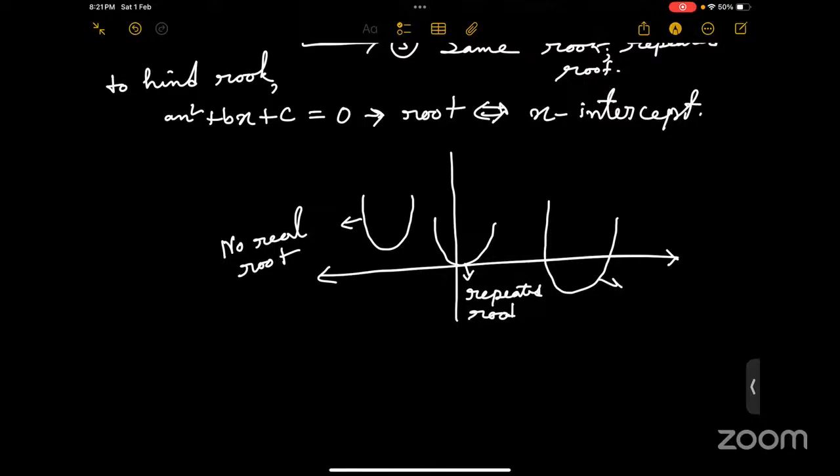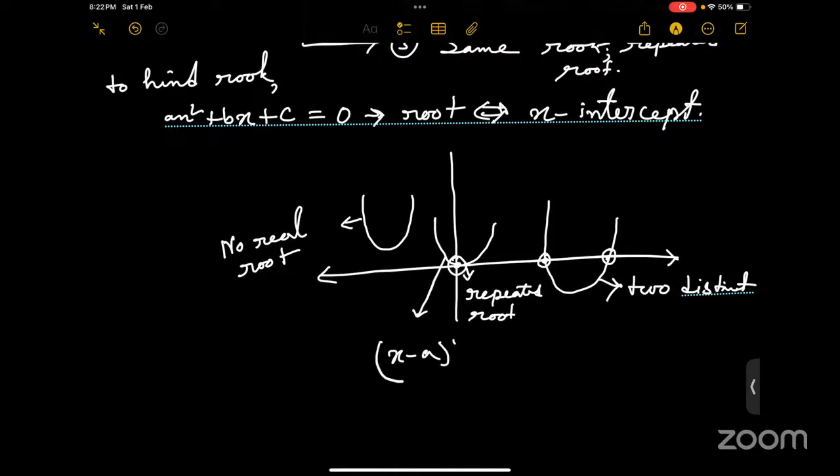And here we will get two distinct roots. This is the first root and this is the second root. In the second one, we have two same roots, repeating. For example, if we have a perfect square, that means f of x equals x minus a whole squared. This is also the equation of a parabola, right? If we equate it with 0, then we will get x equals a and a.